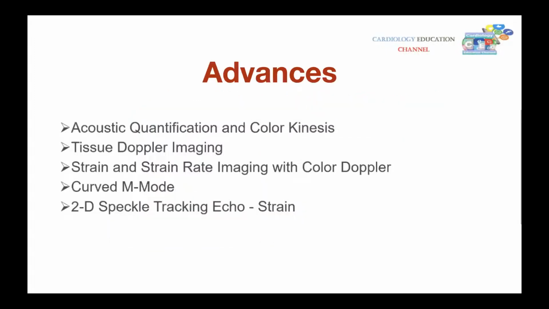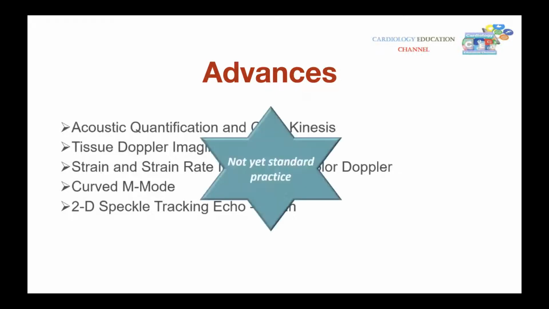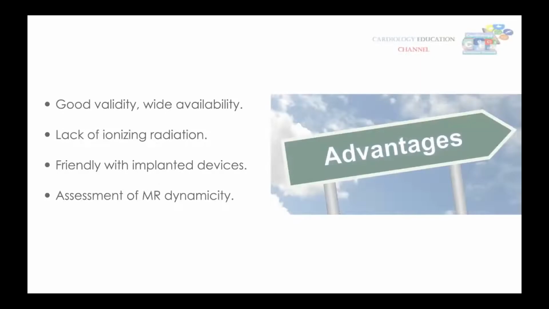There are some advanced techniques that help make the test more sensitive and more specific, like using color kinesis, tissue Doppler, strain and strain rate imaging, curved M mode, and 2D speckle tracking, but these are not yet standard practice. Until now, the standard practice is using the 2D assessment of the segmental wall motion abnormalities.